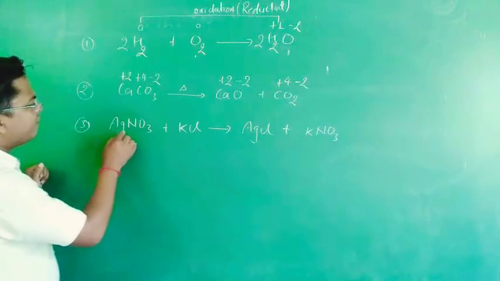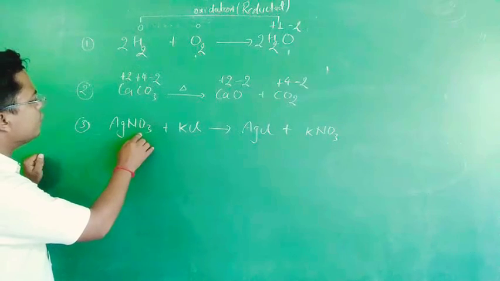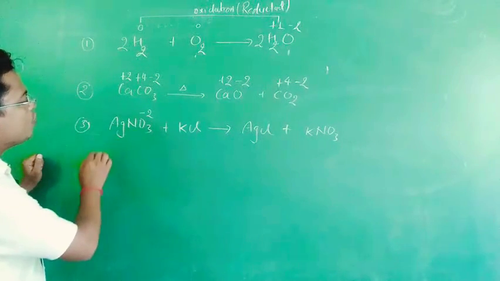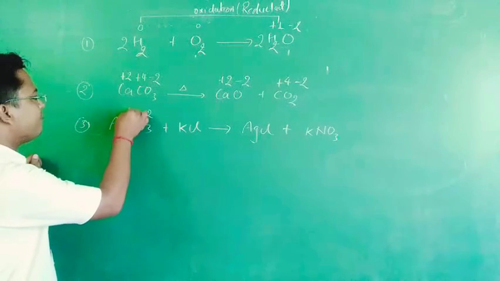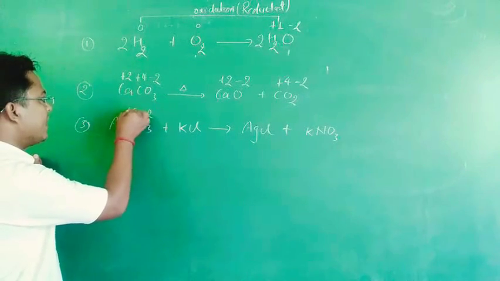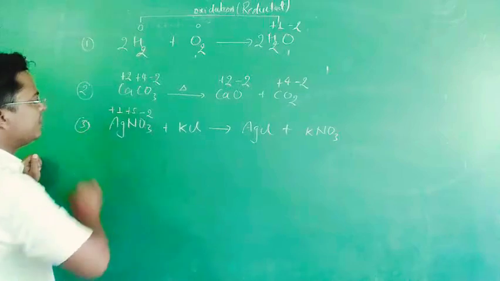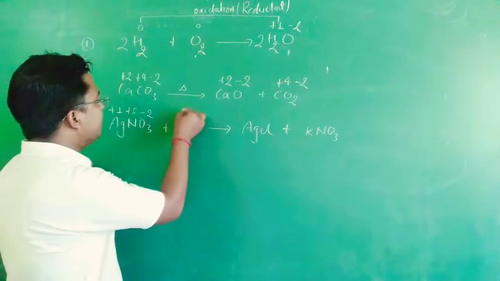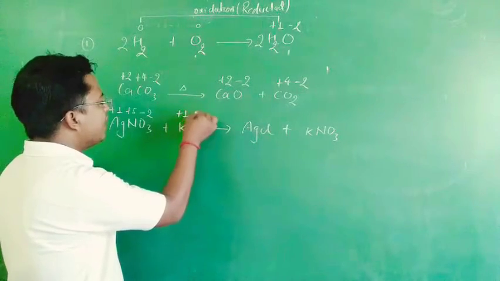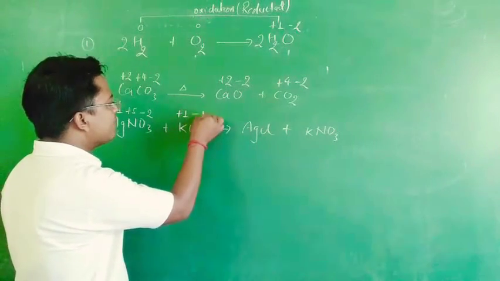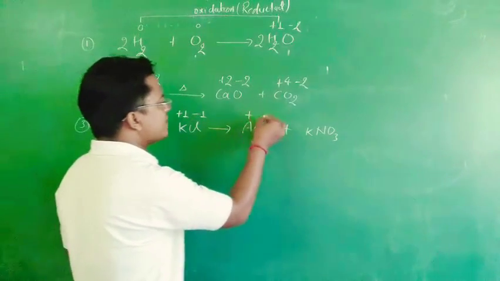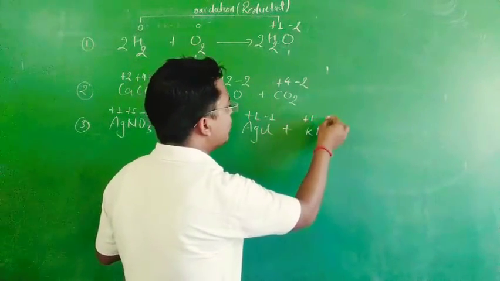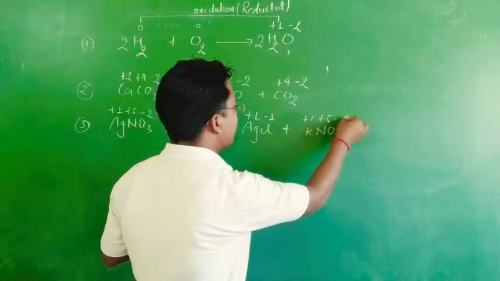So in case of AgNO3, oxygen carries -2 charge, nitrogen carries +5 and silver carries +1 charge. Okay, in case of potassium it carries +1 charge and chlorine carries -1 charge. Ag +1, Cl -1 and K +1, nitrogen +5, oxygen -2.